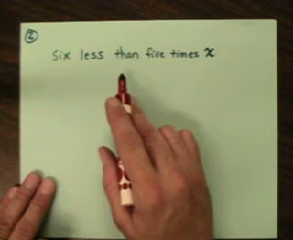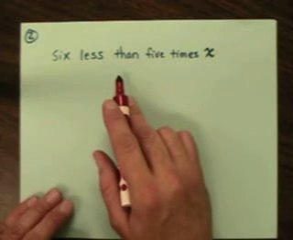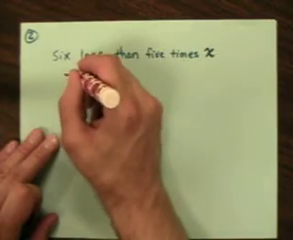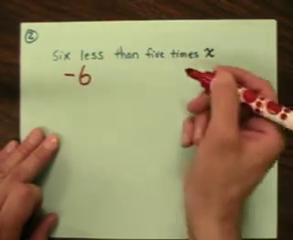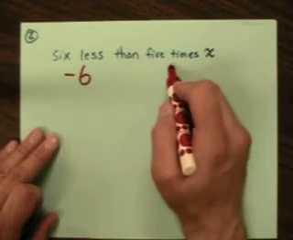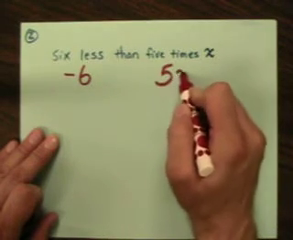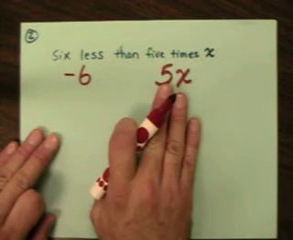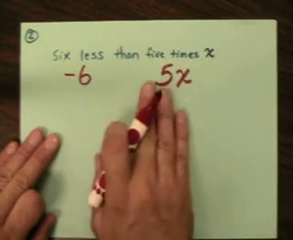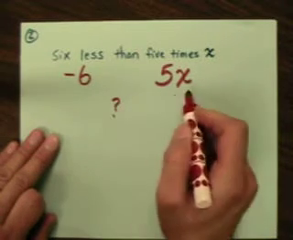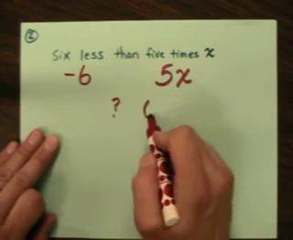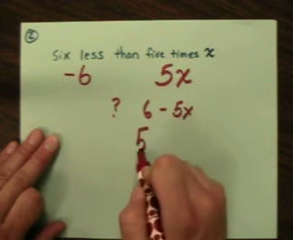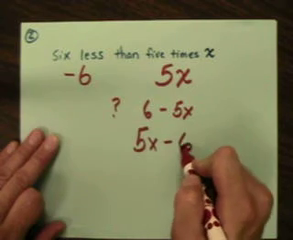Any focusing moment now. 6 less than 5 times x. Okay, 6 less usually means I'm going to take 6 away from something. Then 5 times x. We said we could write 5 times x as just 5x. Now, here's the question I want you to think about. Am I doing 6 and taking 5x from it, or am I doing 5x and taking 6 from it?